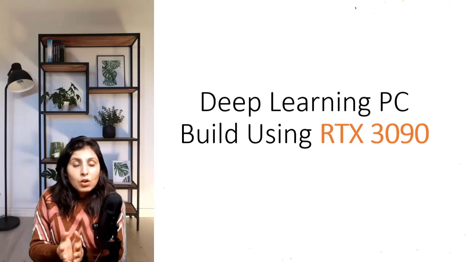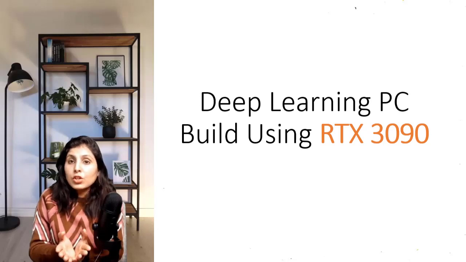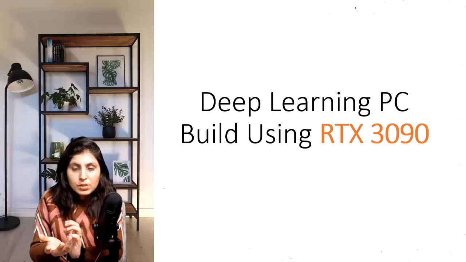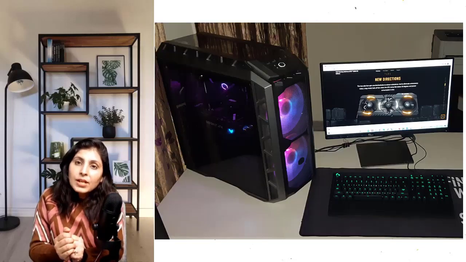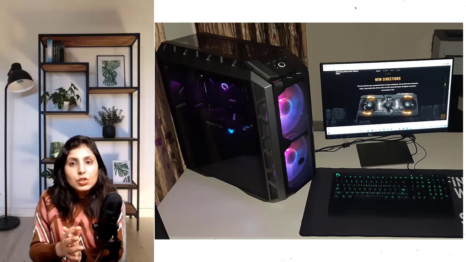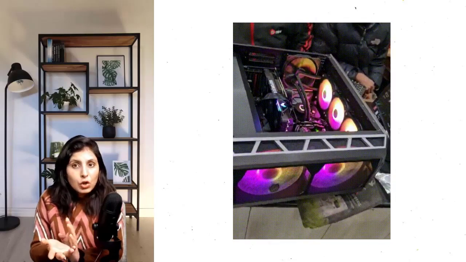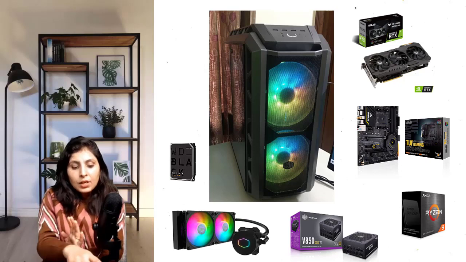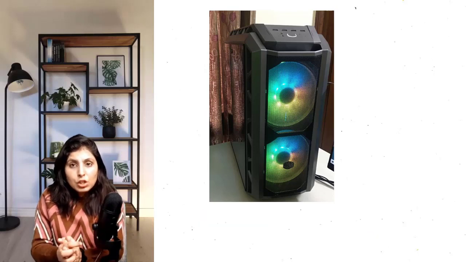So guys, if you are working on artificial intelligence projects or on deep learning projects, then you already know that we need powerful machines when we want to execute such complex problems, right? So I have recently built my deep learning PC using RTX 3090 and today I'm going to share my configuration with you, and in case you want to build your own deep learning PC, then this configuration may help you in that. So let's begin with the GPU part.